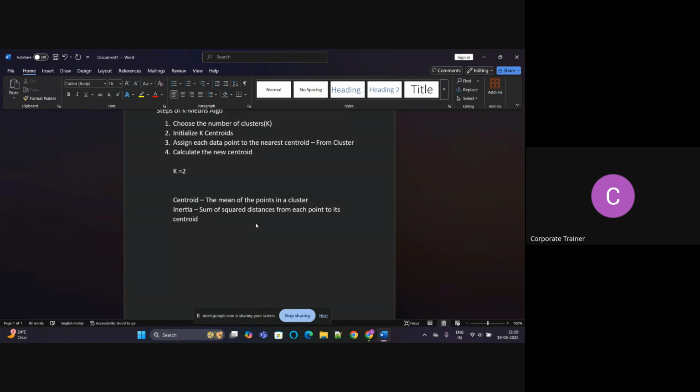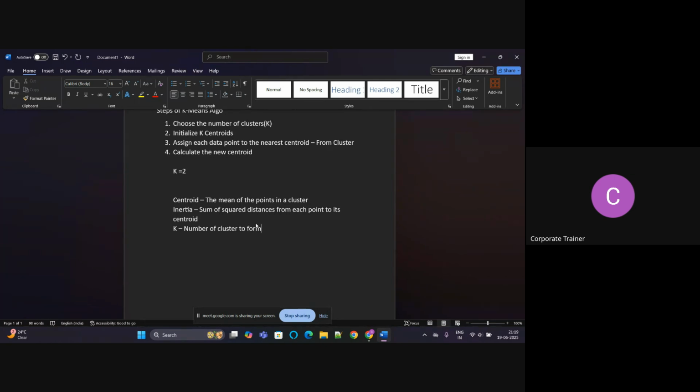Next, if you are talking about K, what is K? K is the number of clusters to form. So K is nothing but the number of clusters to form.